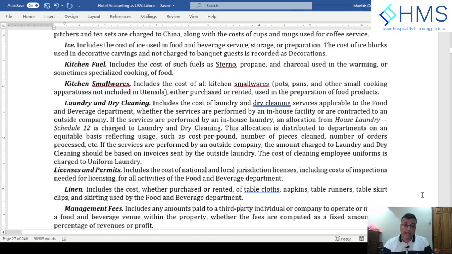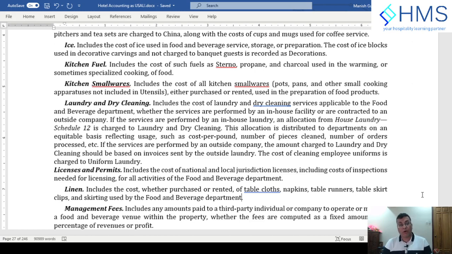Then you have licenses and permits. This is the cost of licenses, such as beverage license, restaurant license, and storage license; inspections will go to this line item. Then you have linens.